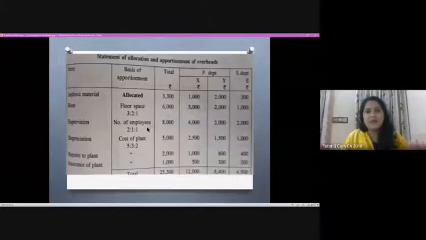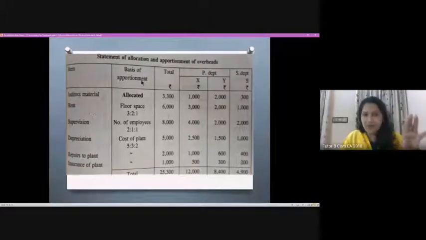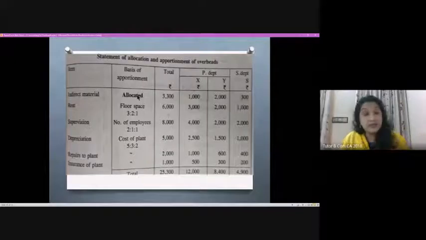So this is an example of an overhead statement of allocation and apportionment, where you will have a particulars column. You will write what the items are. Then you have a column which is the basis of apportionment. If it is the case of allocation, there is no basis of apportionment. Then we will have a total column. Then we will have two production departments.